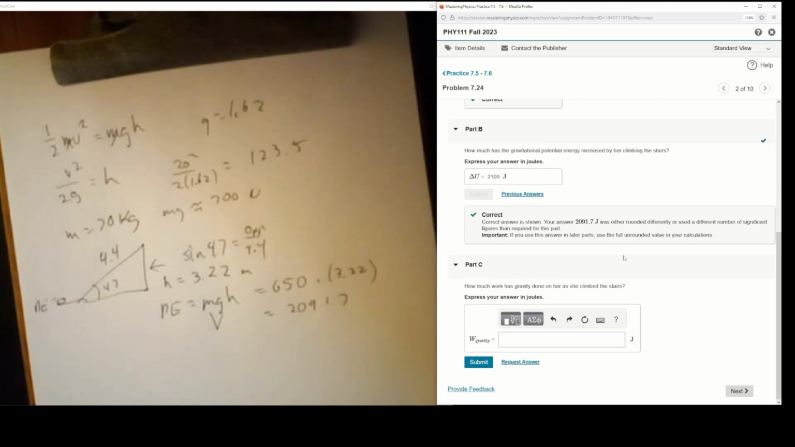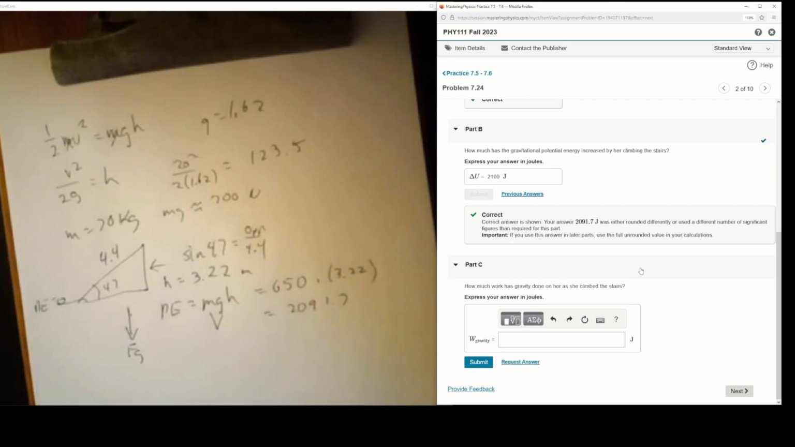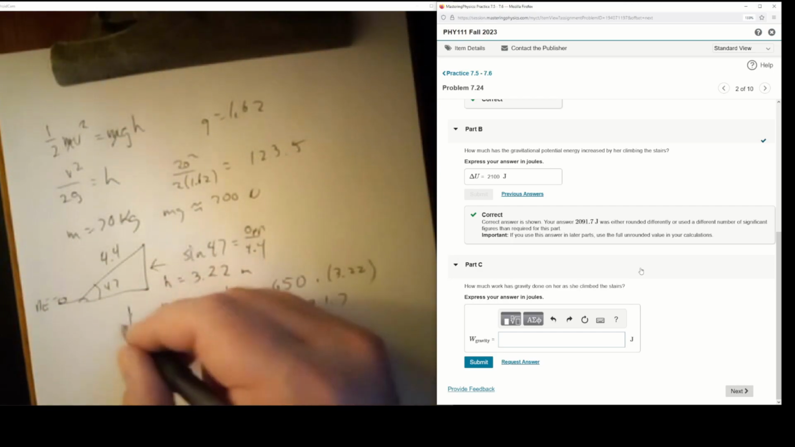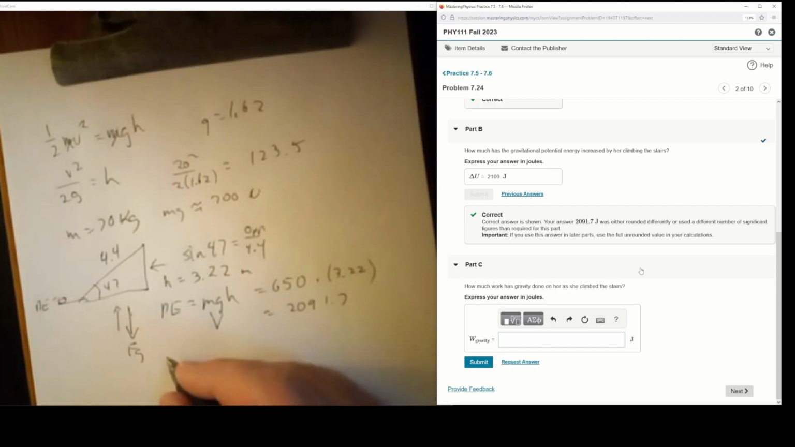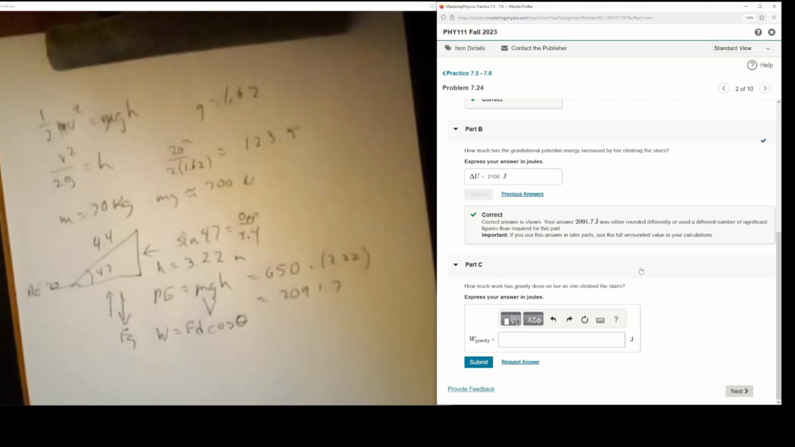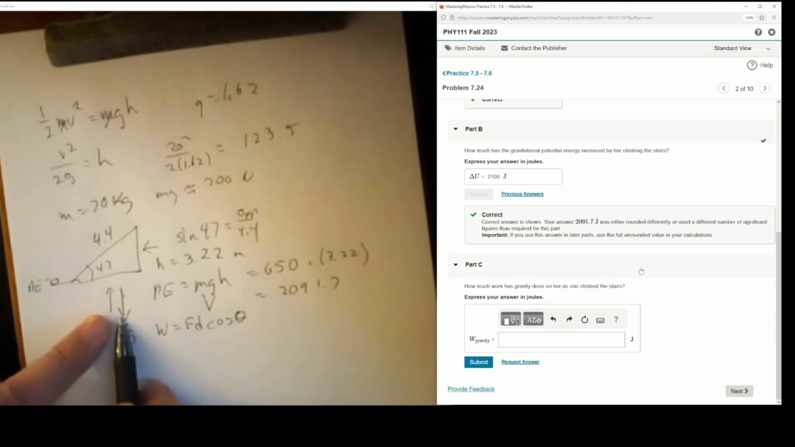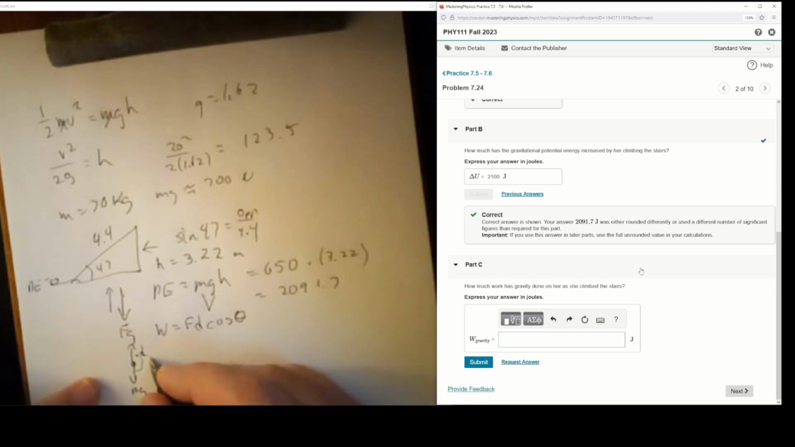For part C, how much work has gravity done on her as she climbs? Well, gravity is a force that's going down, and climbing the stairs means you're working against that. And work is this force times your displacement times cosine of the angle between. And when we connect these tail to tail, so vectors are always connected tail to tail here, then you're going up, going down. The angle between this is 180 degrees.